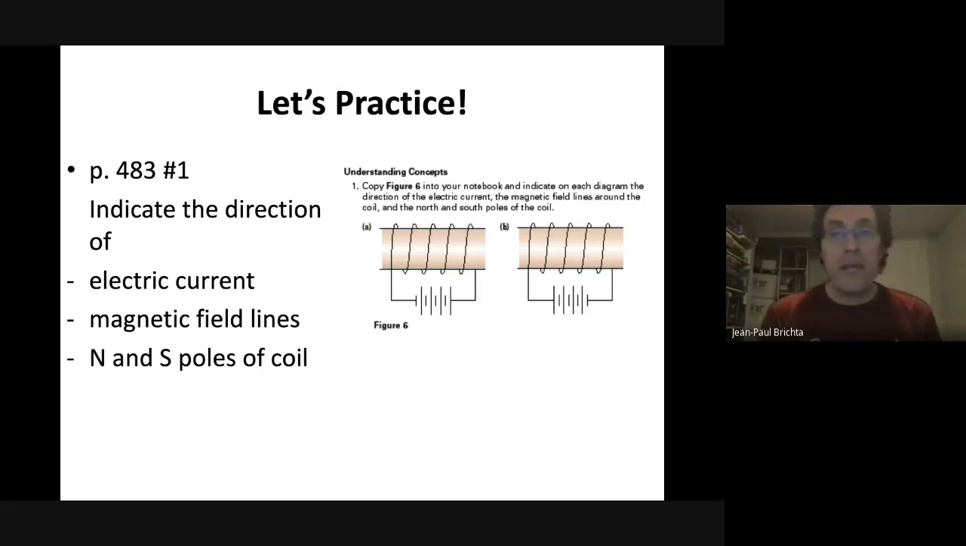And for the magnetic field lines, remember, they follow the alphabet. So they go outside of the core, they follow the alphabet from the North Pole to the South Pole, right? So the field lines will be curling around like that.